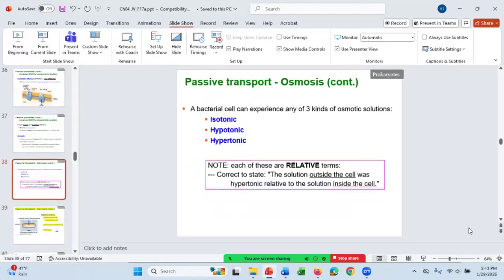All right. A cell can find itself in three kinds of osmotic solutions called the tonicity. The cell can be in an isotonic solution, a hypotonic solution, or a hypertonic solution. You should note that each of these are relative terms, so it would be correct to state that the solution outside the cell is hypertonic relative to the solution inside the cell. Any question about any of that?